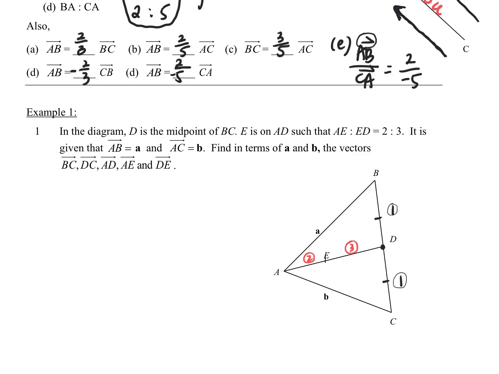Okay, then next they tell me that AB is A. So that means this one is vector A moving in this direction. I always draw the arrow so I know it's moving in what direction. AC is moving in this direction. So I put the braces at the bottom. So find the vector BC.